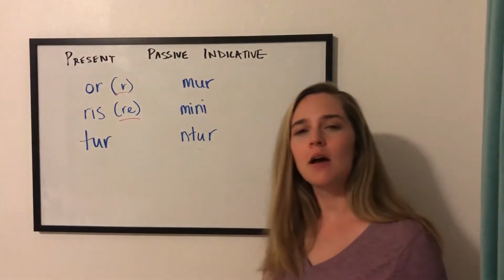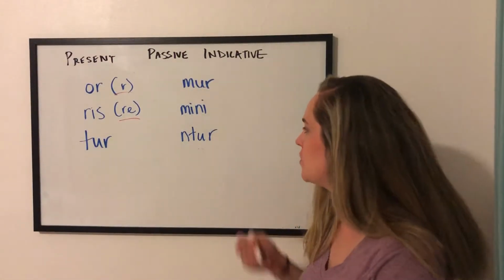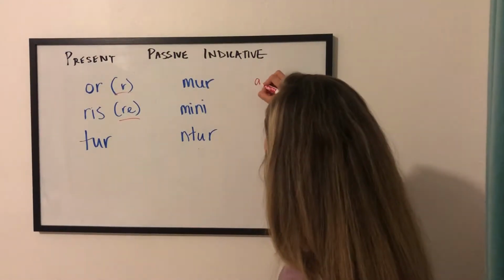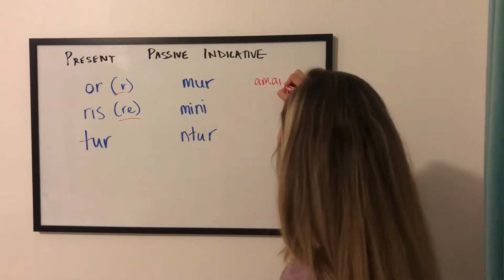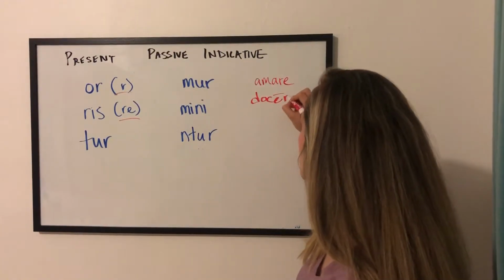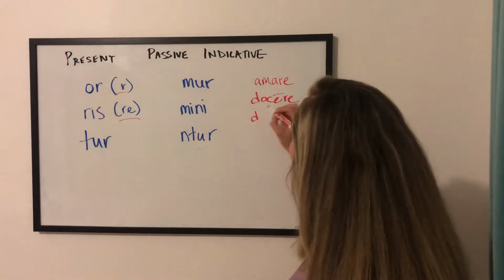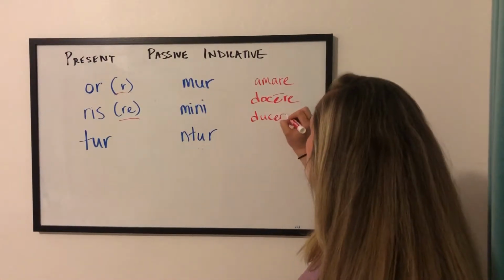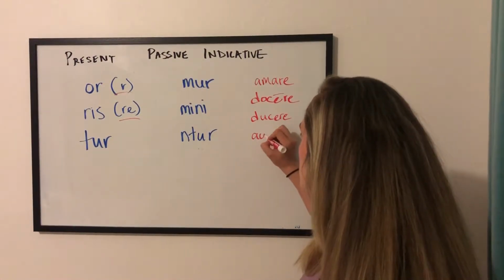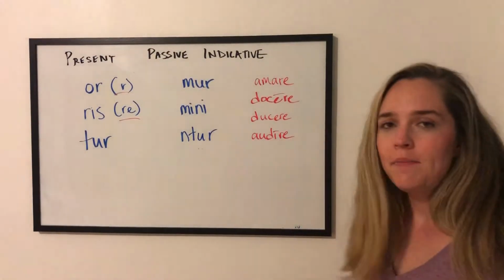Okay, now we have the endings. We have to add them to our verbs. Let's pick the verb amare because that's in the first conjugation. Docere in the second conjugation. Third conjugation, ducere. And fourth conjugation, audire.